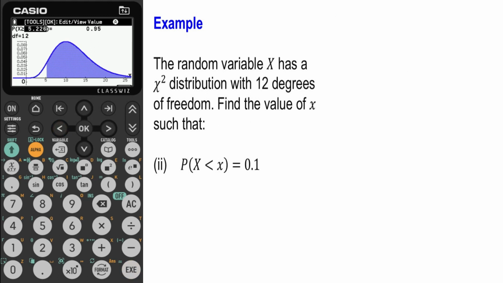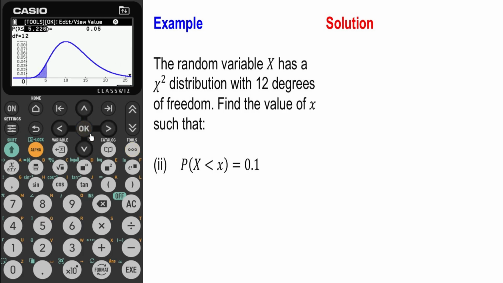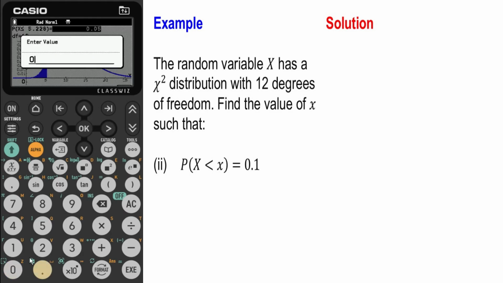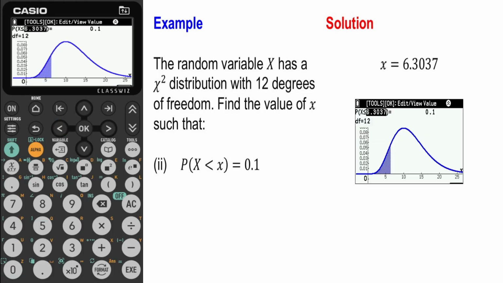We now have to find the value of x such that the probability that x is less than x is equal to 0.1. Let us change the tail. We have the probability that x is less than x equals 0.1. You will find x to equal 6.3037.